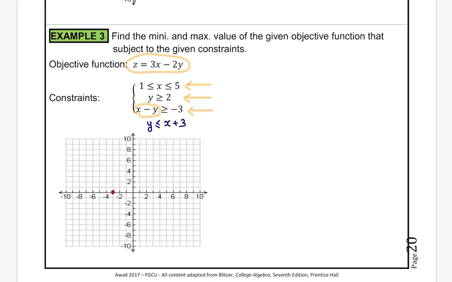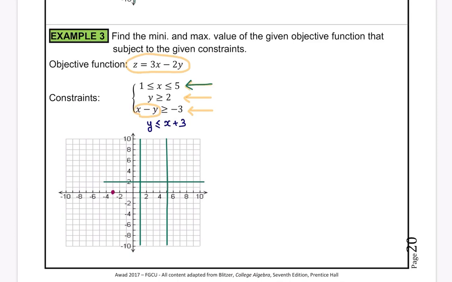The first one says x is between 1 and 5. Let's go with the green for that one. Here's x is equal to 1, and here's x is equal to 5. The second constraint is y is greater or equal to 2, so here's the line y is equal to 2, and it's everything on top. So it's going to be everything in between for the first constraint, and the second says everything in here, so it's just this part, these two conditions together.